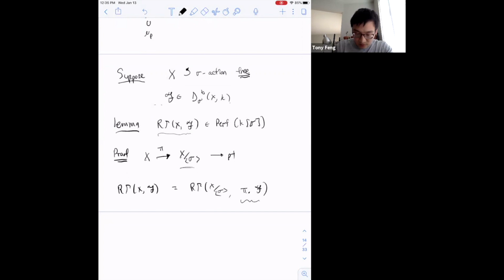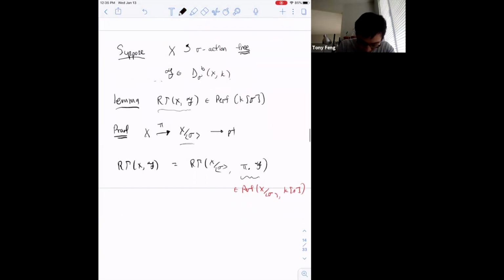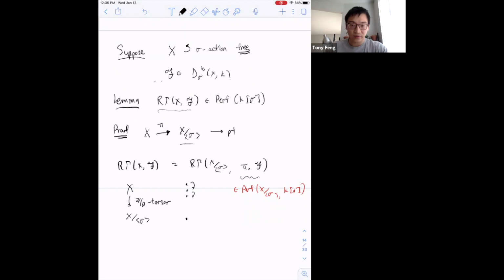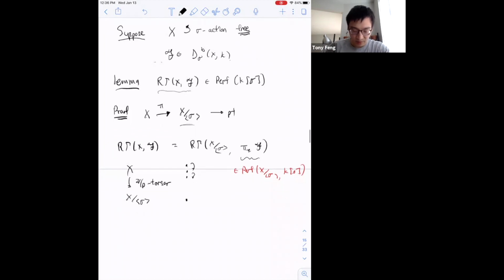And now a crucial observation is that this thing is already perfect on this quotient space. Because this map from X to X mod sigma, the action was free, so this is a Z mod P torsor. And over every point, the fiber looks like a principal homogeneous space under Z mod P with the translation action. And so sigma is already acting freely on the fibers. And so the stalks of this push forward pi lower star F are just some kind of induction up to sigma from the trivial representation, or one can visibly see that Z mod P is acting freely on it.